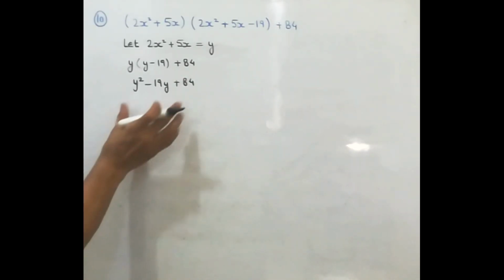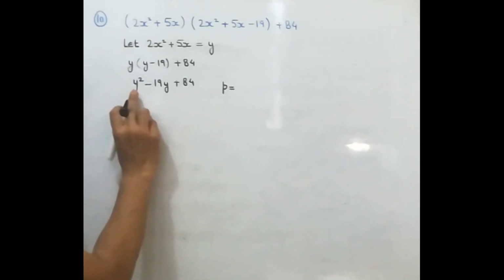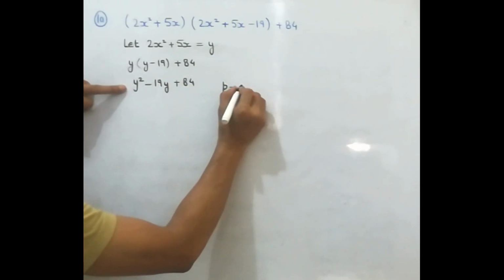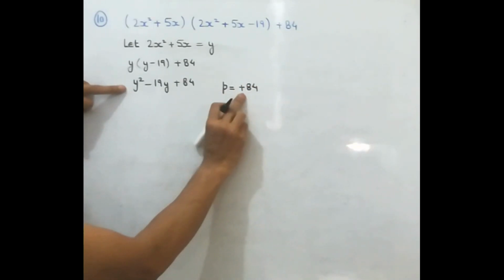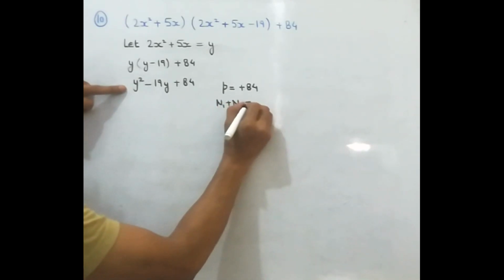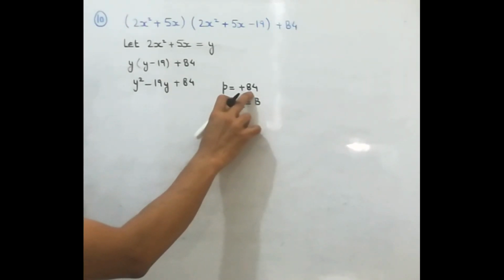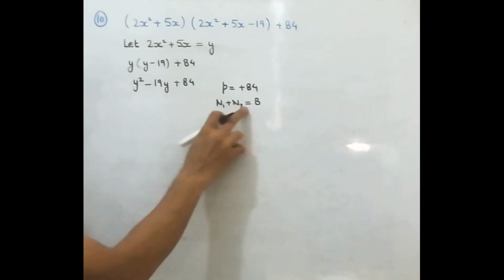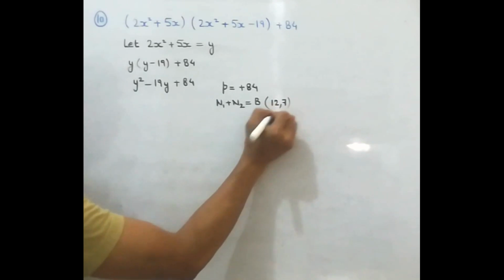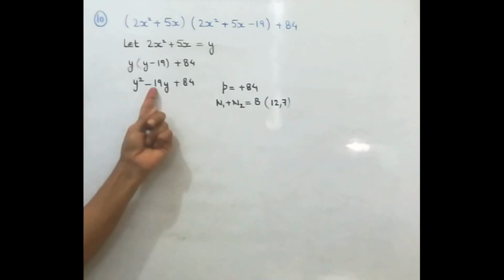So here, now let us try to factorize it. For that we need the product, and the product will be a into c. a is 1, c is 84, so the product is plus 84. Now if the product is plus, we need two numbers whose sum will be equal to b. So here two numbers whose product is 84, but their sum is b, that is 19. So we can say the two numbers are 12 and 7. See, if 12 and 7 are multiplied, you will get 84. 12 plus 7 will give you 19.